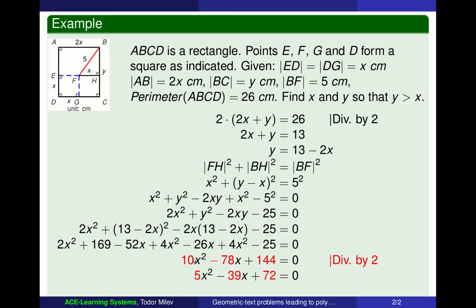Next, let's notice that the three coefficients that I have here, they're all divisible by 2. So let me divide both sides of this equality by 2. When I divide 10 by 2, I'm getting 5. When I divide 78 by 2, I'm getting 39. And when I divide 144 by 2, I'm getting 72. There we go. So we are now left with a single quadratic equation, which we know very well how to solve.